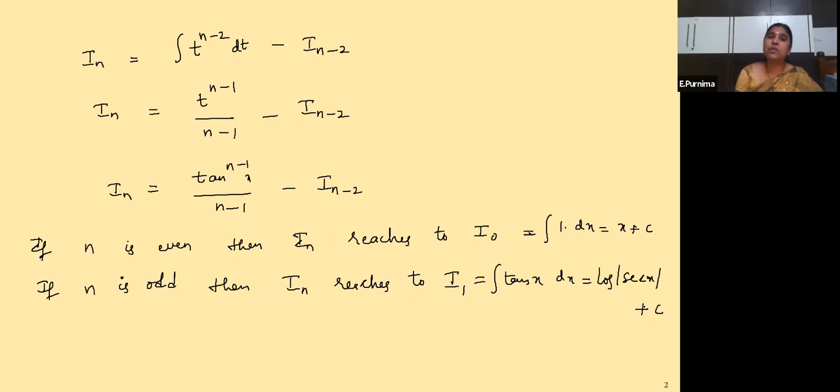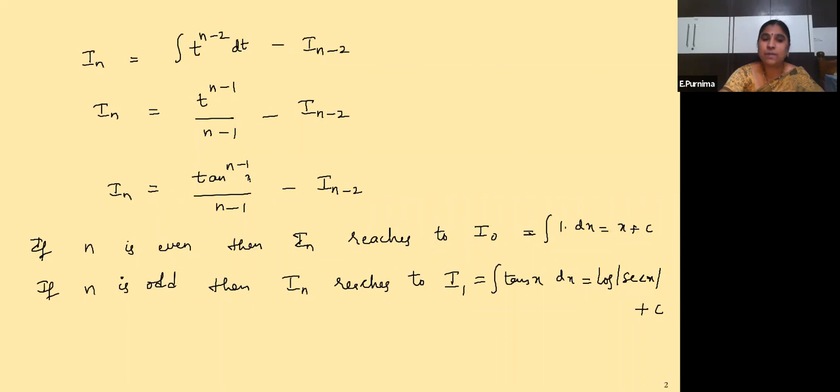Depending on the n value, if n is an odd number, it will reach I1, which is equal to log secant x plus c. If n is an even number, it reaches I naught, which is nothing but x plus c, since the integral of 1 dx is x plus c. Understood? And this is your reduction formula for tan x.